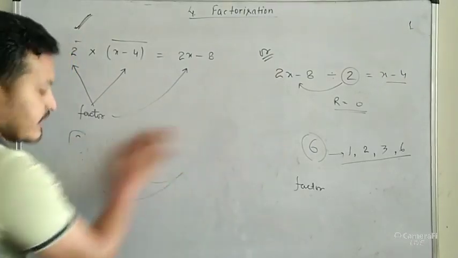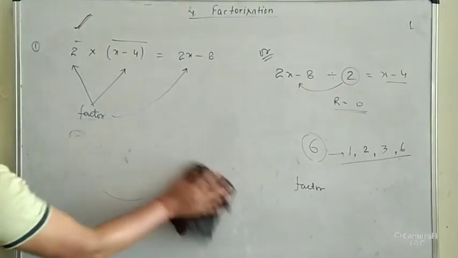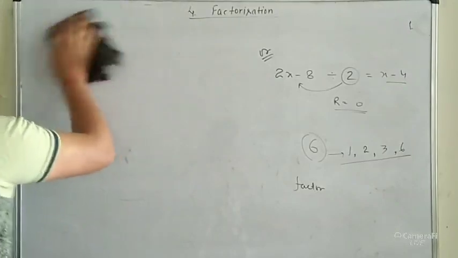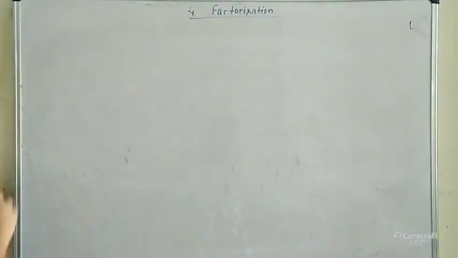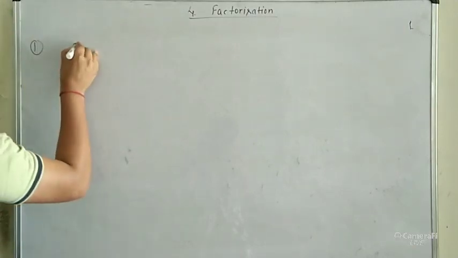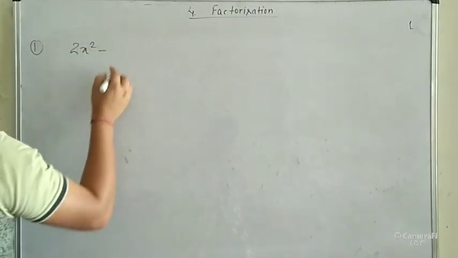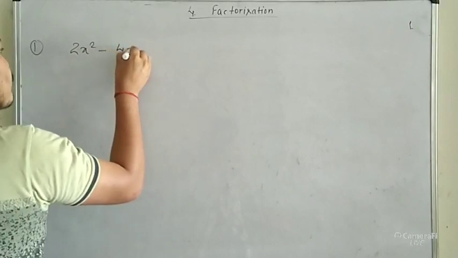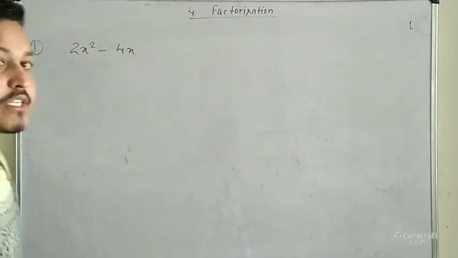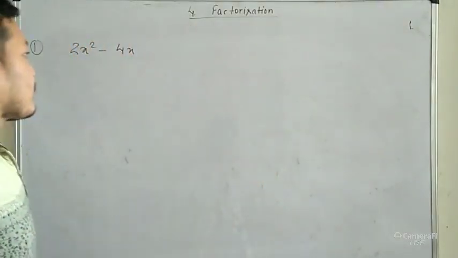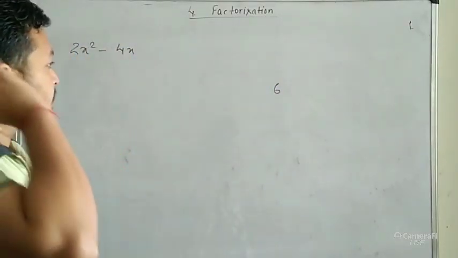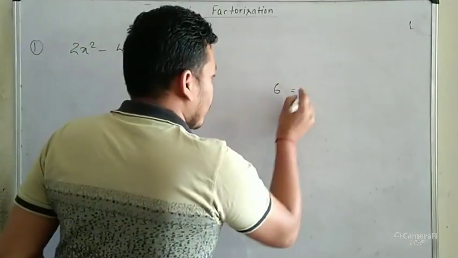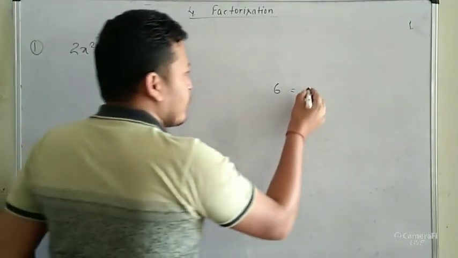So next, how can you calculate the factor, or how can we find the factor of the given number? So one example I am taking here. Next example is 2x square minus 4x, and the question is: write the factors of this expression. One another thing, 6, what are the factors? Write in the form of multiples. इसको multiple में लिखो. तो multiple में क्या क्या लिख सकते हैं?